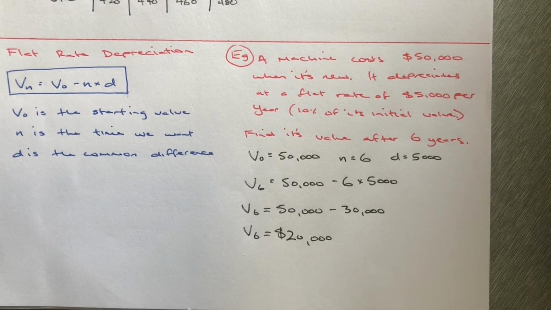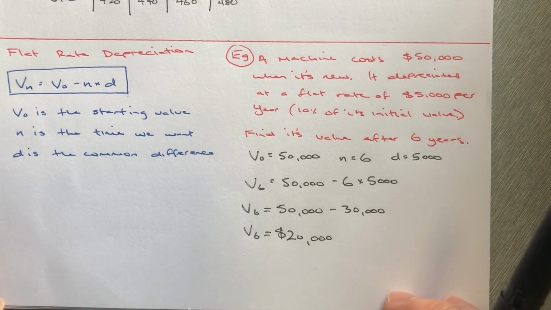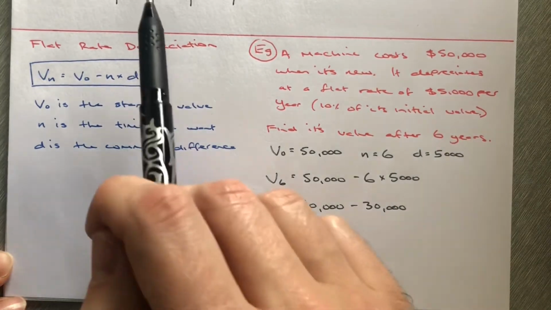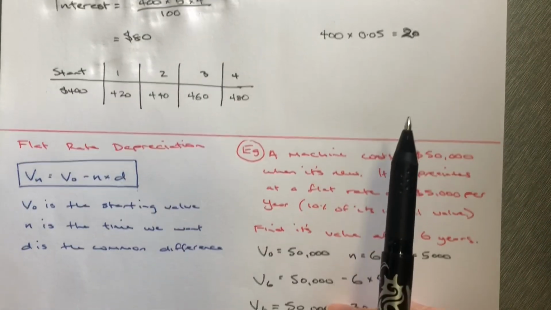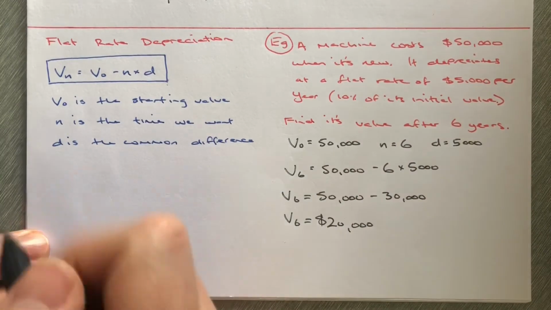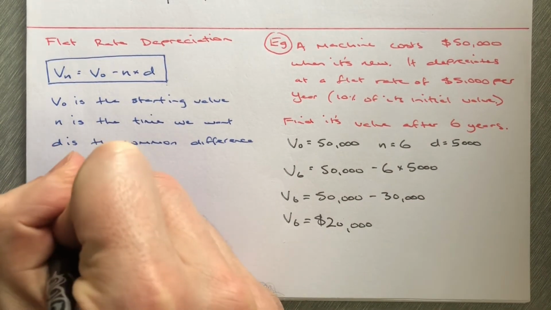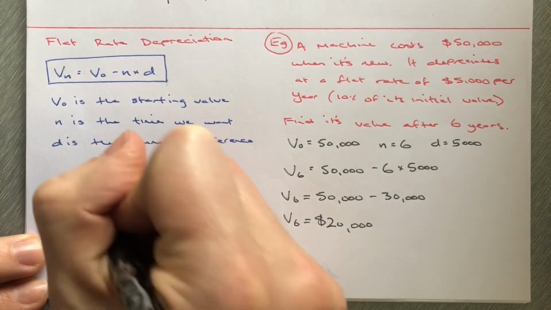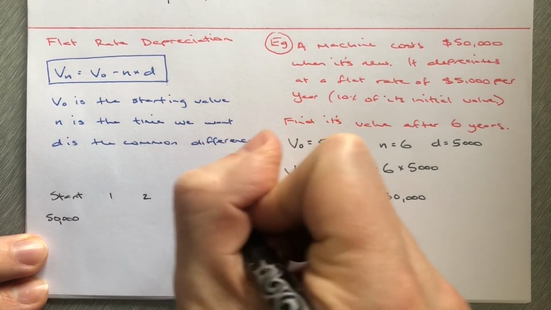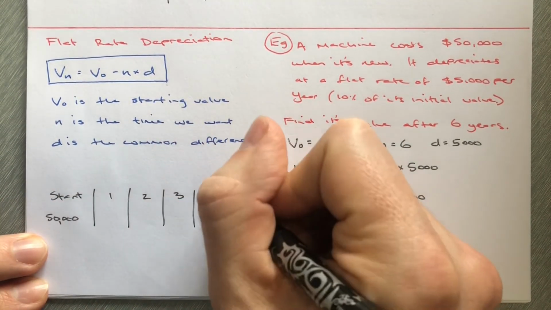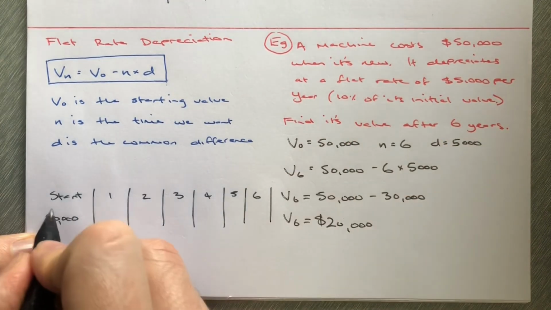We've worked that out. Now, again, you don't necessarily need to use the formula. I can just do this by working out the starting price, the price after 1 year, etc. So let's do the same thing as what we did with this example earlier. I want to know the starting price, and that was 50,000. I want to know the price after 1 year, 2, 3, 4, 5, and 6. I probably don't have enough room in these boxes, but I'll give it a go.